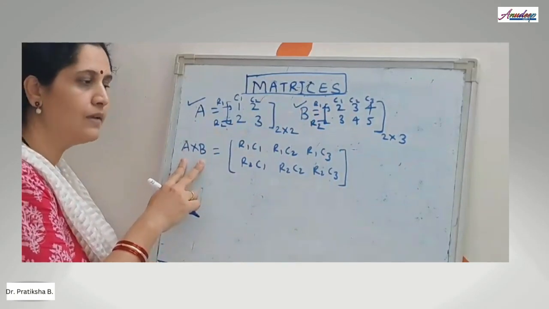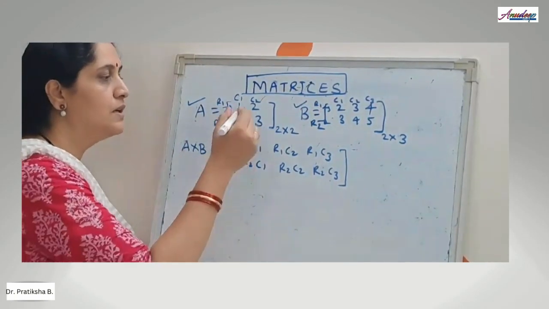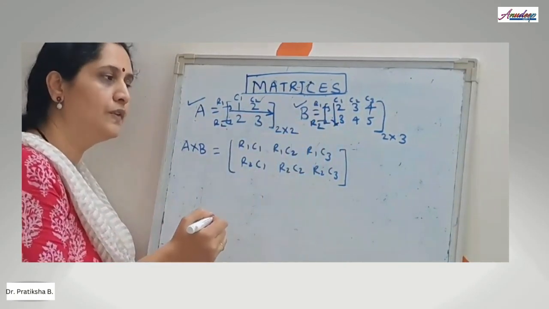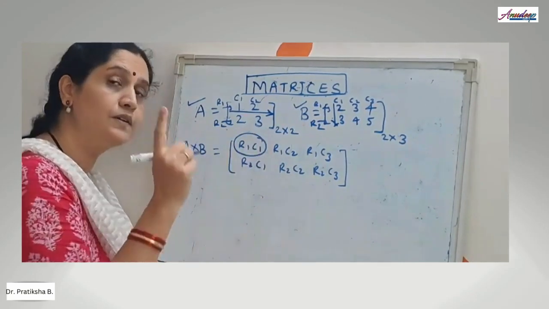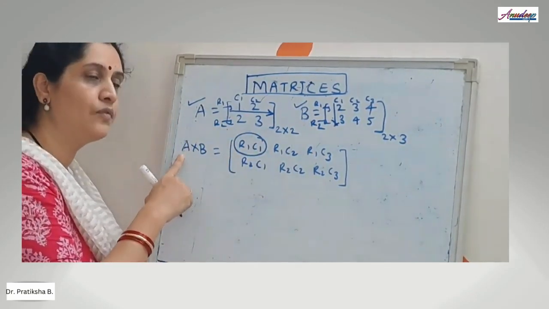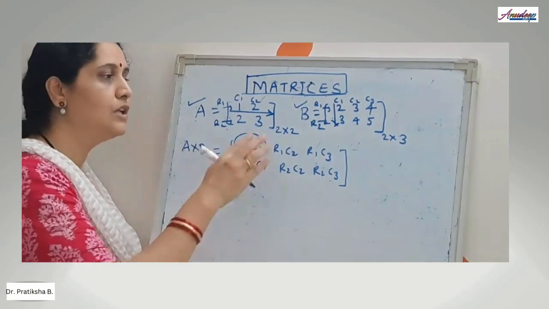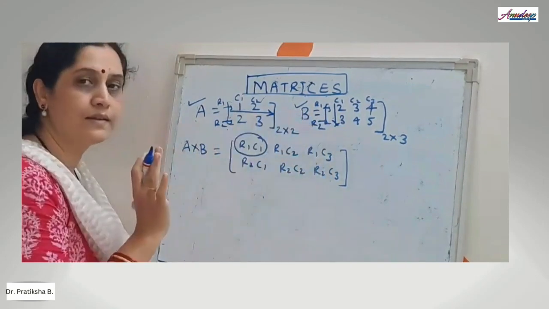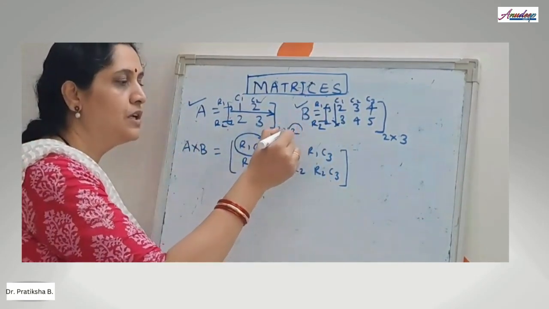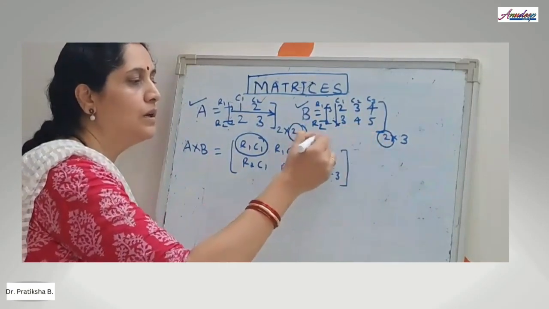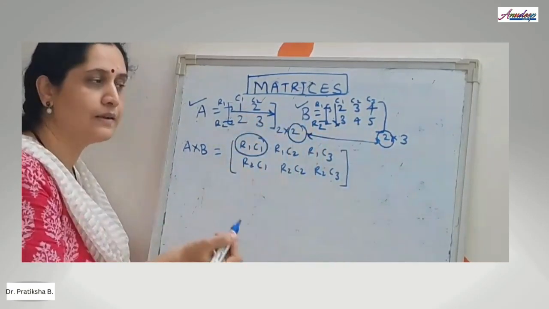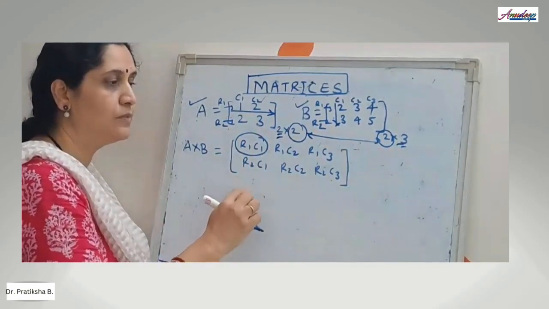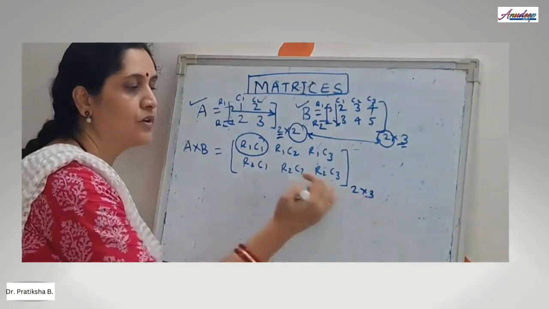When we are multiplying, we are going to use this formula: row 1 of the first matrix is multiplied with column 1 of the second matrix to generate the first element in the product matrix A cross B. Before proceeding, we first check if these two matrices are compatible. As we have discussed, the column and row numbers should match. So yes, these two matrices are compatible, and the resultant matrix will be 2 by 3. That is, there will be 2 rows and 3 columns.